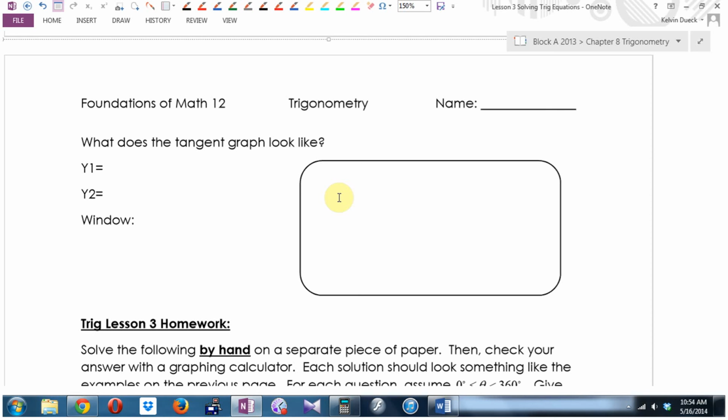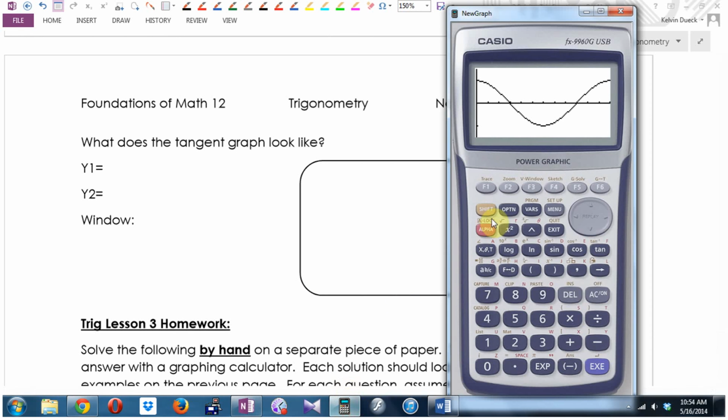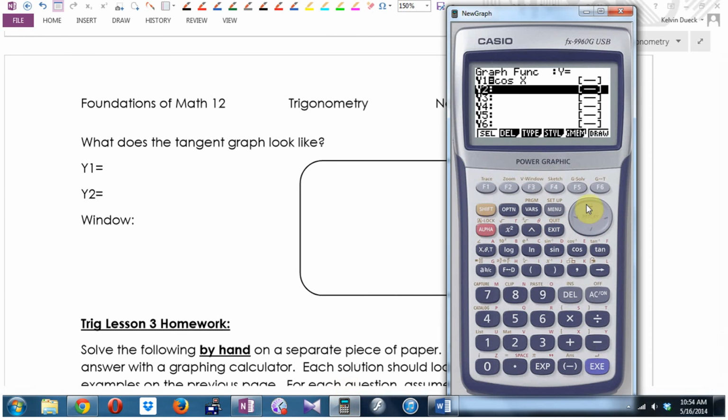Tangent is the ugly cousin of the trig family. Sine and cosine are smooth curves. They look kind of similar. What does the tangent graph look like? Can you delete cosine and type tan x, and then hit draw? Does tangent look at all like sine and cosine? Is it lovely? Is it smooth? Is it nice?